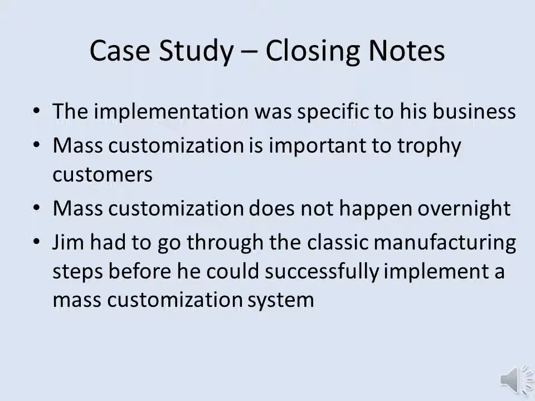He had to start at the craft production level to learn how to make something. Then he had to learn how to make many of them, then how to make many varieties of them, and how to make a balanced production line. And finally, after that, he was able to buy the equipment to implement a mass customization system.